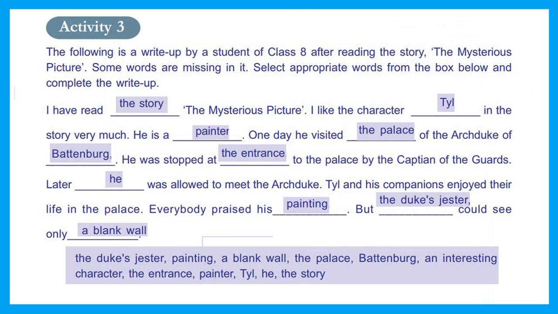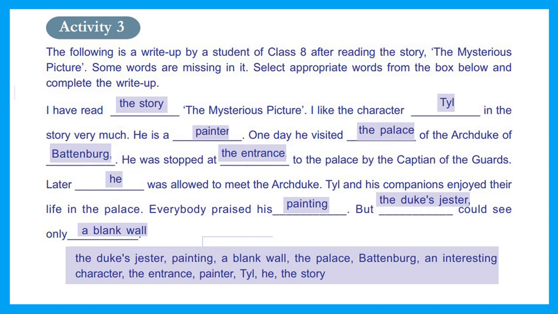The following is a write-up by a student of class 8 after reading the story The Mysterious Picture. Some words are missing in it. Select appropriate words from the box below and complete the write-up. The words are: the Duke's Jester, painting, a blank wall, the palace, Battenberg, an interesting character, the entrance, painter, Tile, he, the story.